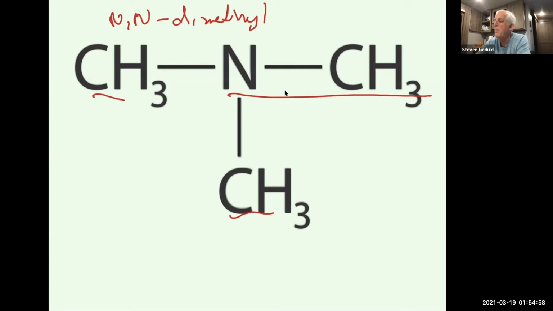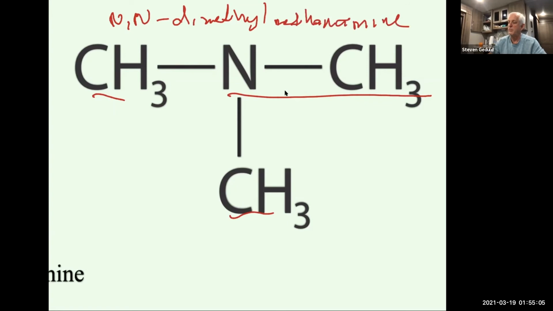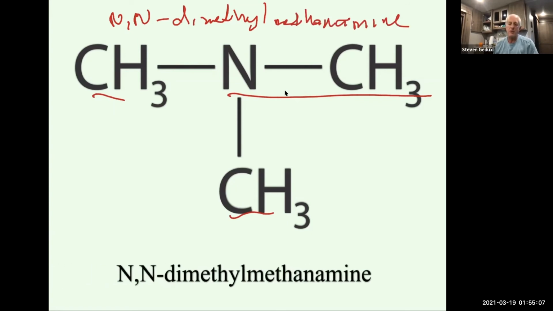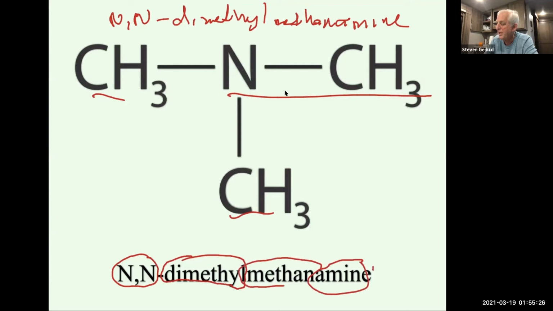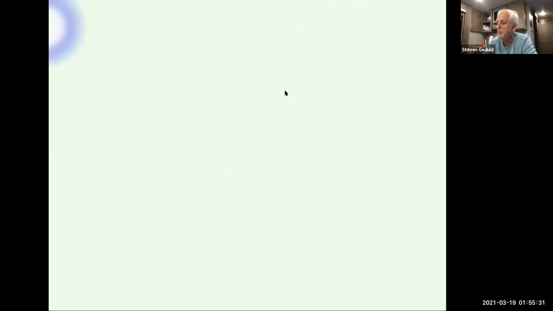N,N-dimethyl methanamine. So N,N-dimethyl methanamine. This tells you there's two additional attachments to the nitrogen. This tells you the attachments are di, which means two methyl groups. This tells you it's going to be an amine, and the other group we're looking at is methane, which is one carbon. Tells you everything you know right there.